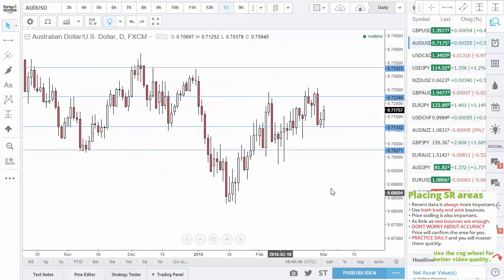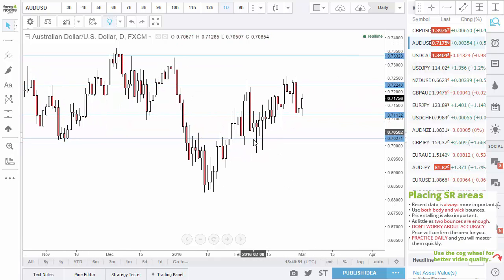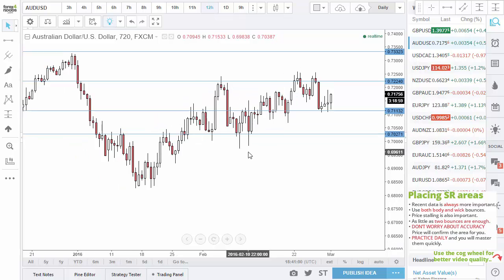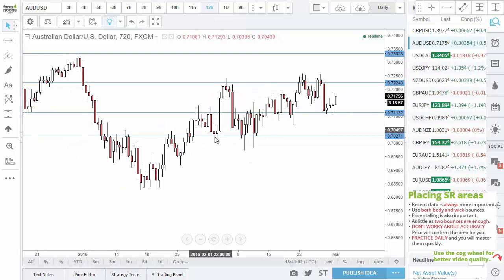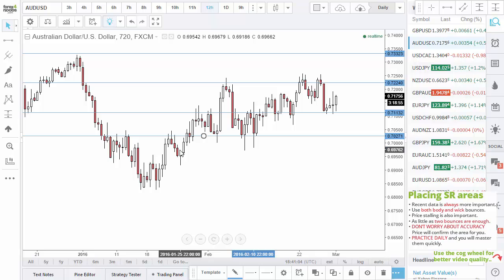See what it looks like on the daily. Doesn't look as strong on the daily. These 2 bounces here, they don't look as strong. It looks okay on the 12 hour though. I'm going to keep this one. It looks really good on the 12 hour. So let's just keep it.